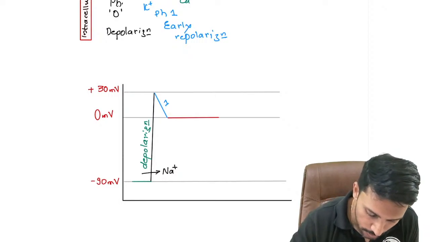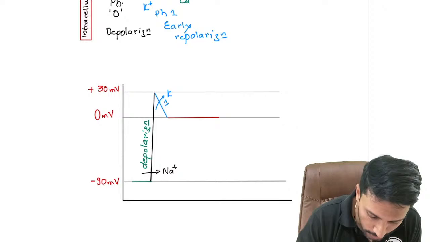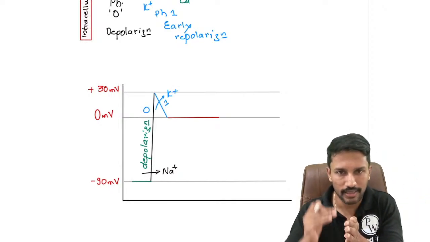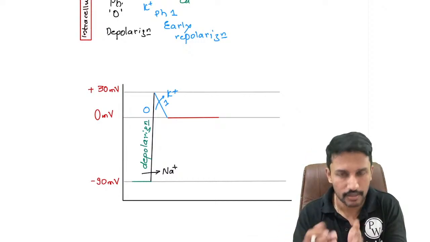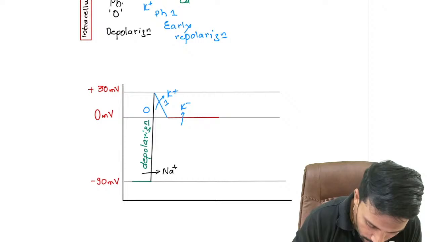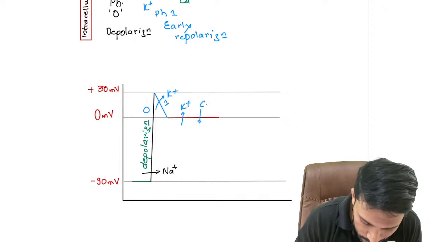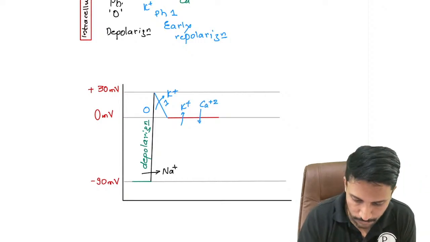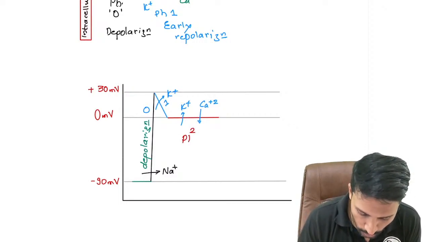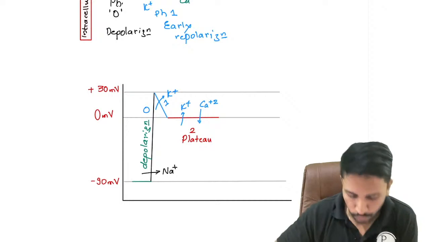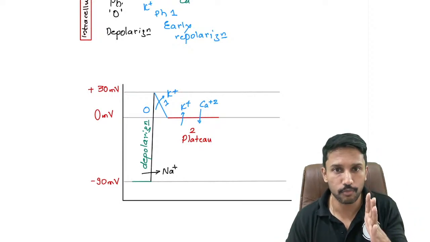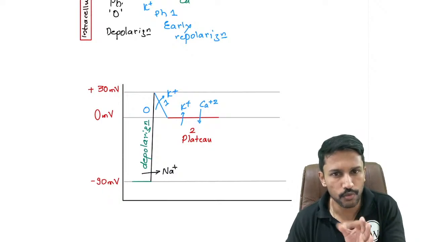This is happening because, remember, phase 1 was because of the efflux of potassium. Phase 0 was because of the influx of sodium. Potassium left, so the potential dropped a bit. That we called phase 1. Now potassium continues to leave the cell, but there is also influx of calcium, right? So this phase we are going to call phase 2. This is also called the plateau phase. So phase 0 is depolarization, phase 1 is early repolarization, phase 2 is the plateau phase.